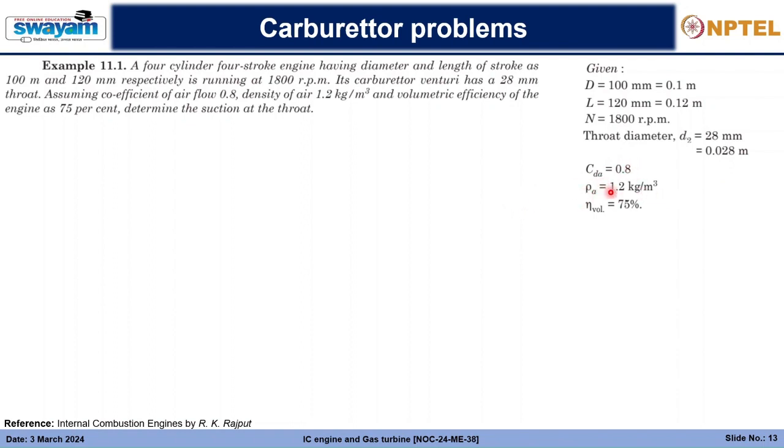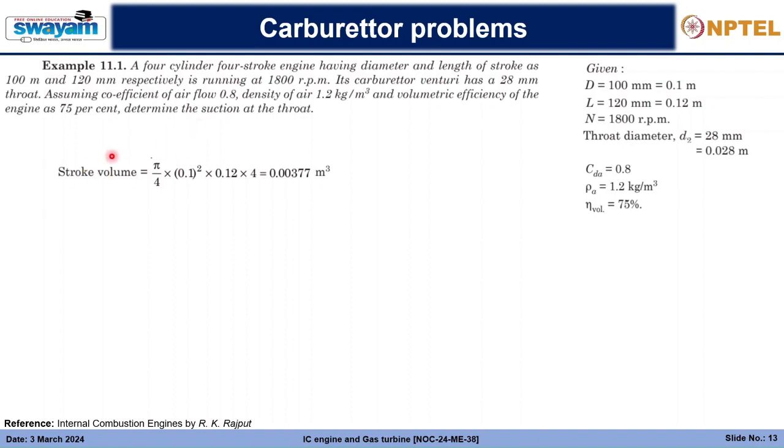Density of air is 1.2 kg per meter cube, and the volumetric efficiency is 75%. We have to find the suction at the throat, right? So we will find out how much air is required. By the suction at the throat, we actually mean the pressure difference at the throat. So if we find the mass flow of air that is going inside the cylinder, we will find the corresponding suction that will be required at the carburetor, right?